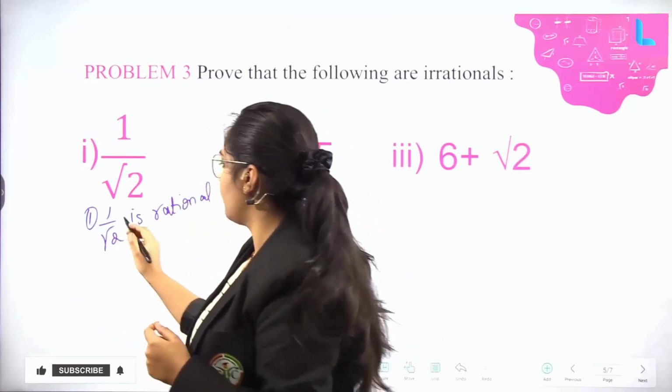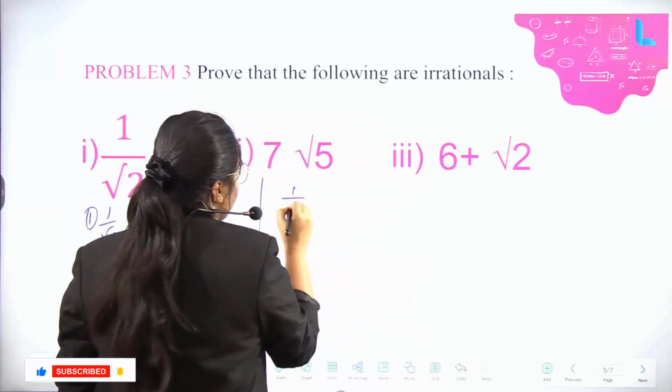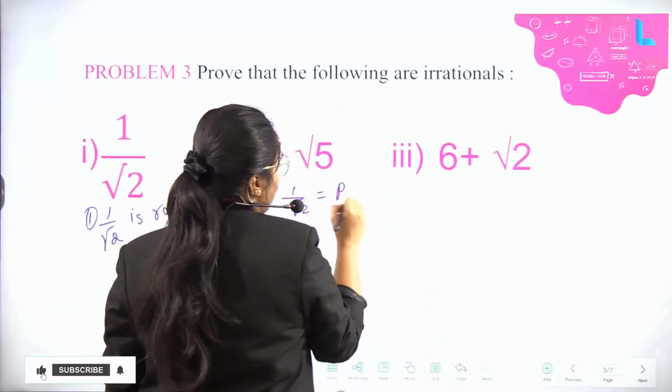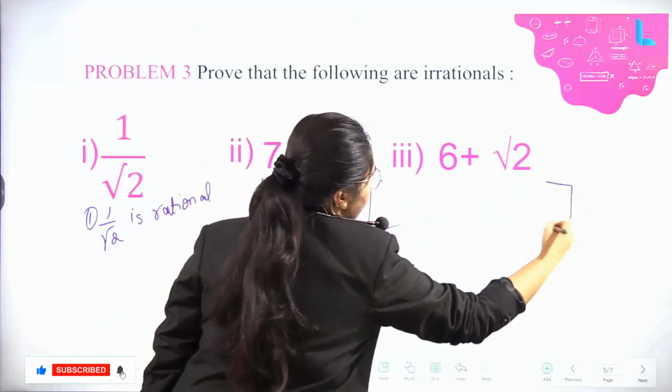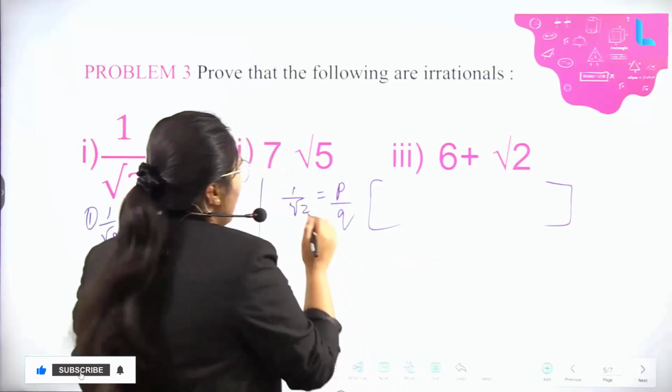Okay, first you have to assume this. Once this is rational, what do you have to do? 1 by root 2 is equal to P by Q, and write within brackets that P and Q are coprimes and Q is not equal to 0.